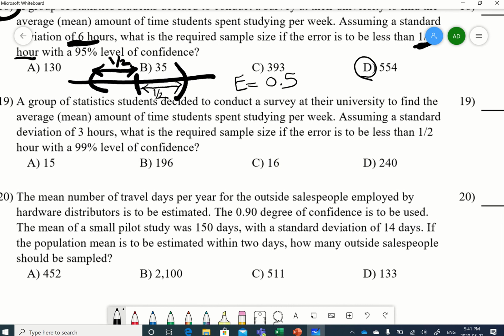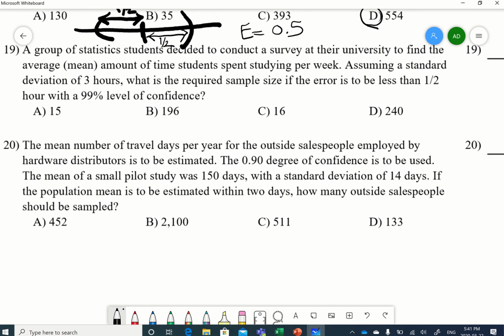And if I do one last question, number 19, a group of statistics students decide to conduct a survey. Okay, same idea. Okay, let's do 20. It's the same question. So the mean number of travel days per year for the outside salesperson employed by hardware distributors is to be estimated. 90% degree of confidence is to be used. The mean of a small pilot study was 150. So that's the mean with a standard deviation of 14 days. If the population mean is to be estimated within 2 days, there you go.